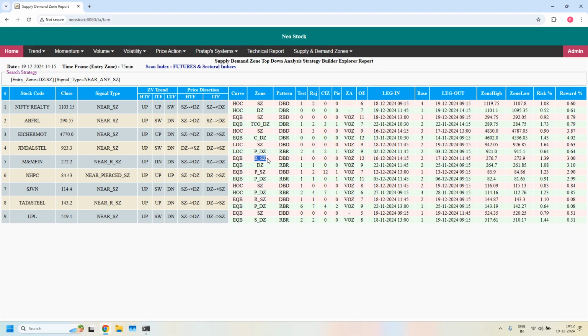Mahindra and Mahindra, M&M Finance, Tata Steel is having high liquidity supply zone. We have identified 2 high liquidity 75 minutes supply zones from this list.